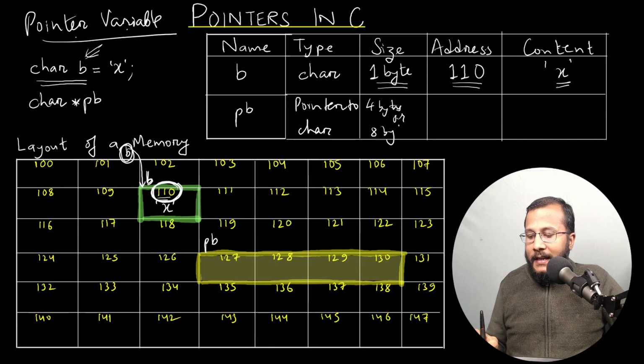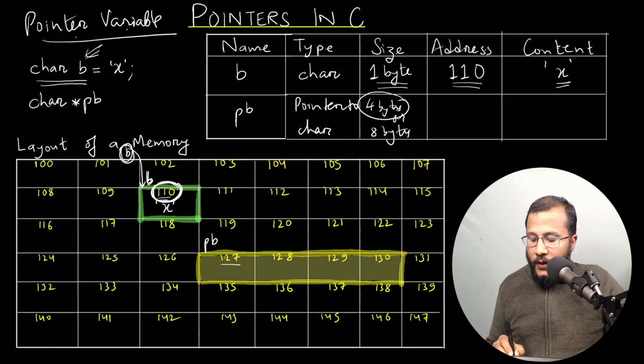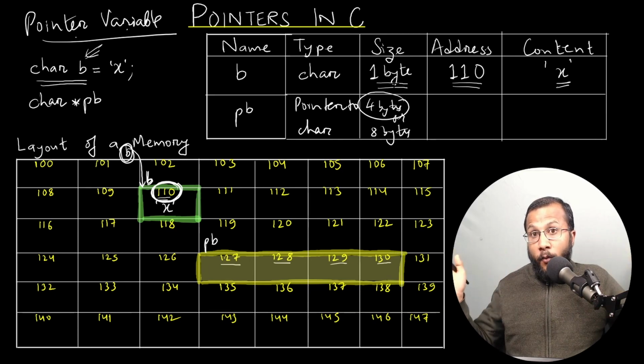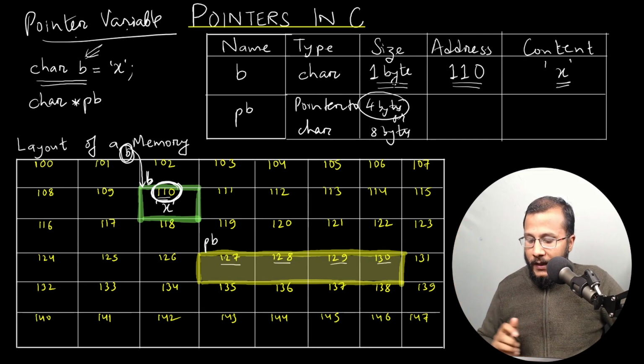In my case, I've assumed that it is 4 bytes, so it is occupying 4 memory cells, 127, 128, 129 and 130. So I'm assuming that the size of my pointer is 4 bytes. It can vary from computer to computer. It can also be 8 bytes. Now what is the address of this pointer variable? Let's say the starting address is 127. Now the very important point, what is the content?